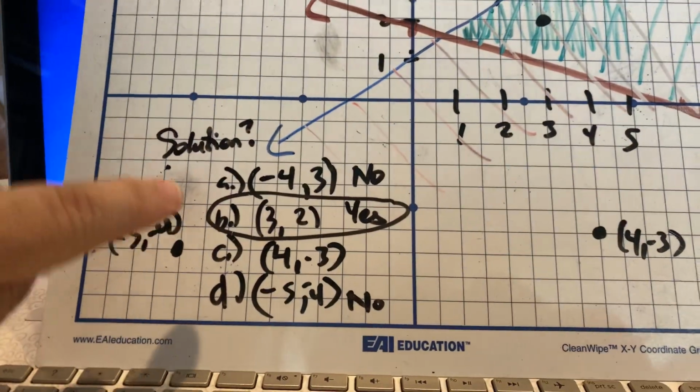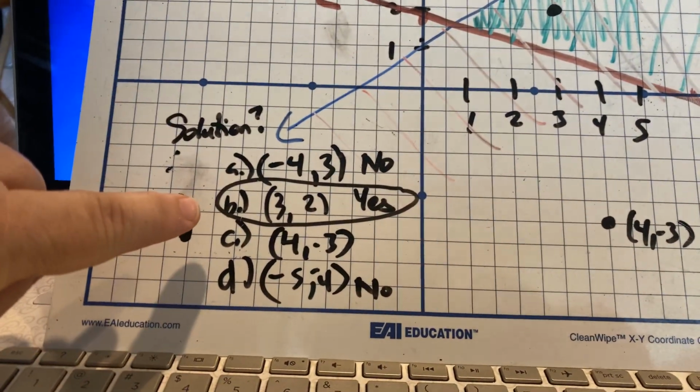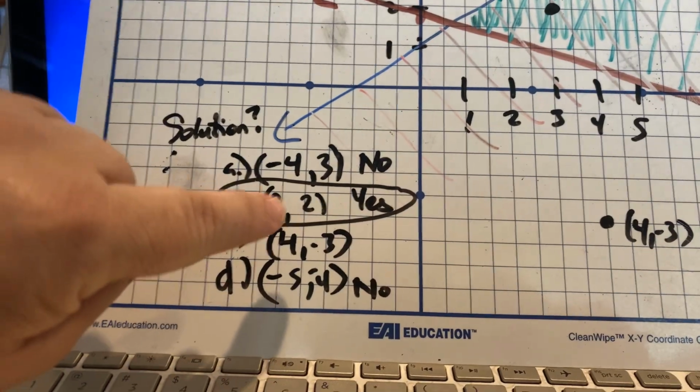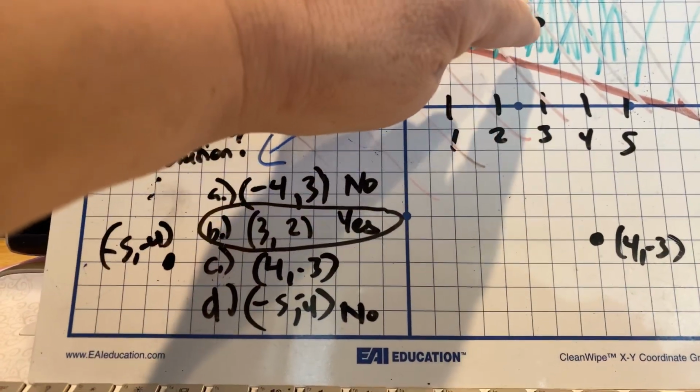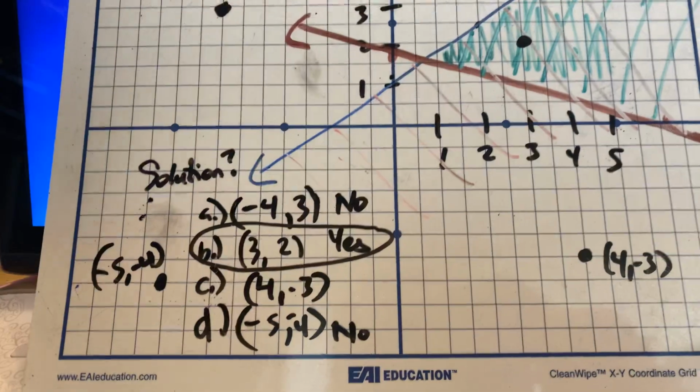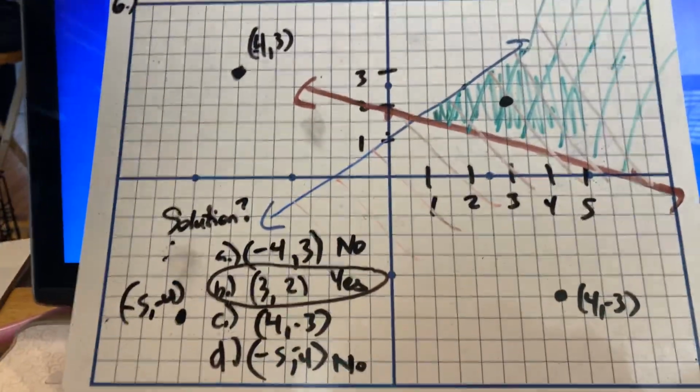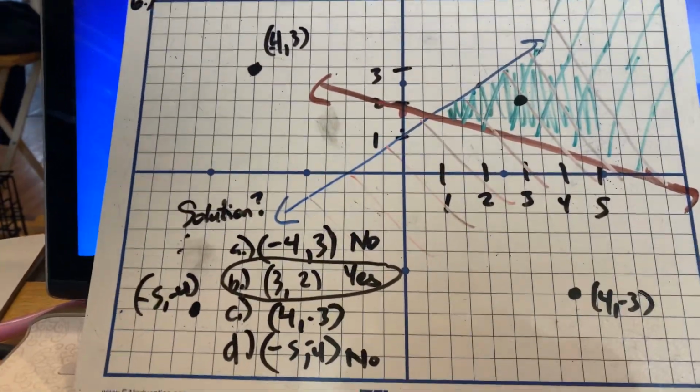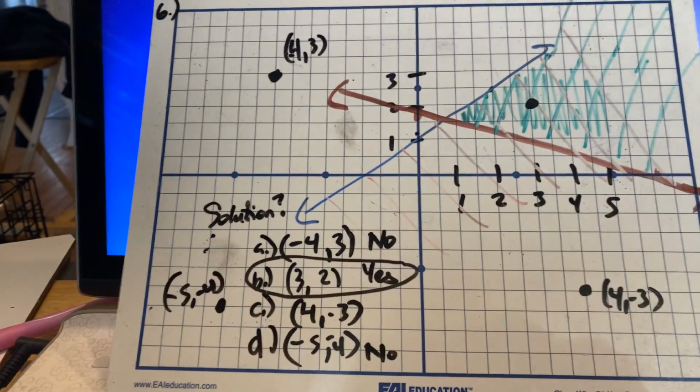Then I go to B, which is 3, 2. So there's 3, 2, and bingo. That point is, in fact, in the double shaded region. Therefore, that point is a solution to this system of inequalities.